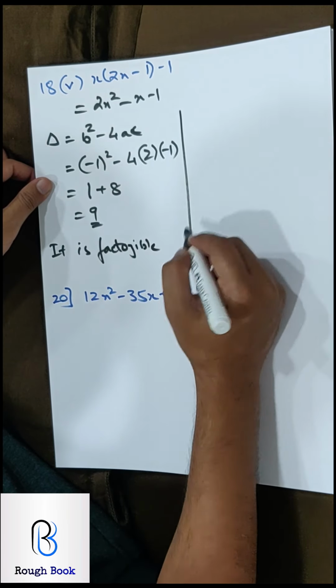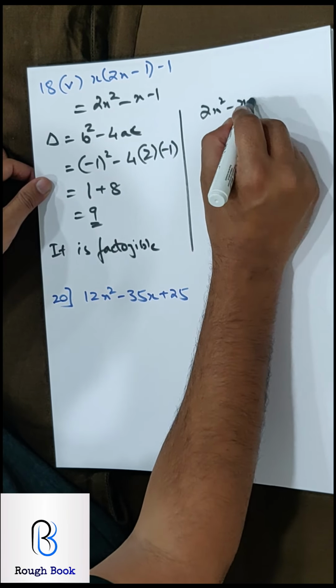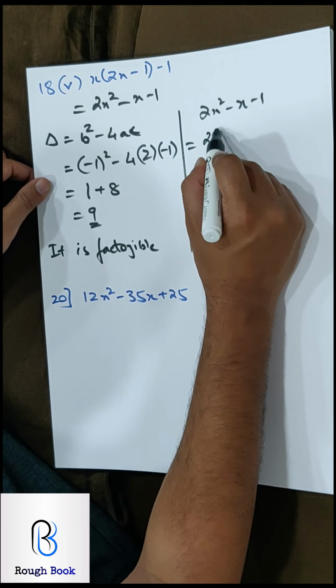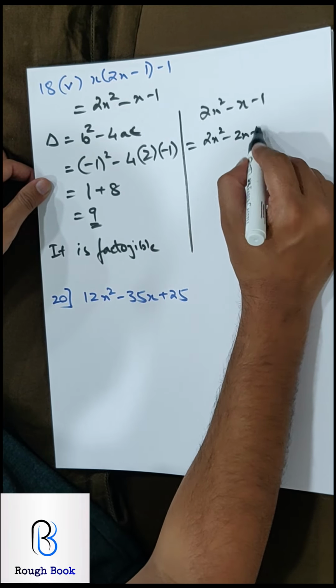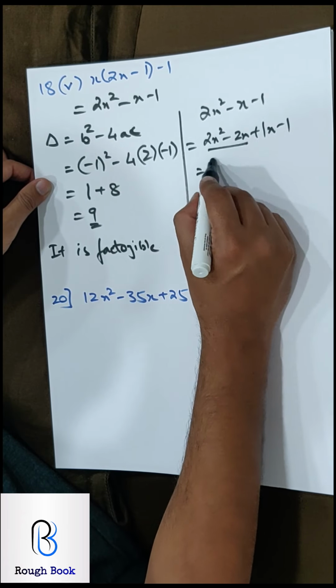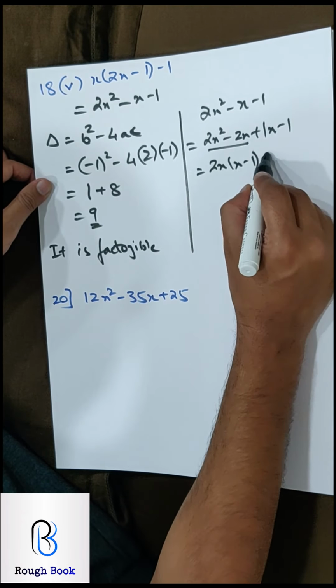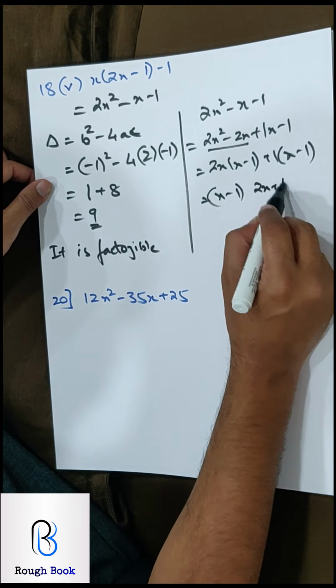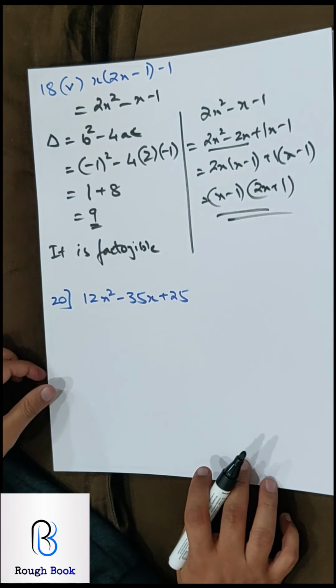Let's begin the second part. So 2x square minus x minus 1. So 2 1s are 2. First and last term. So it becomes minus 2x plus 1x minus 1. So 2x common, x minus 1 plus 1, x minus 1. So x minus 1, 2x plus 1 is my final answer.